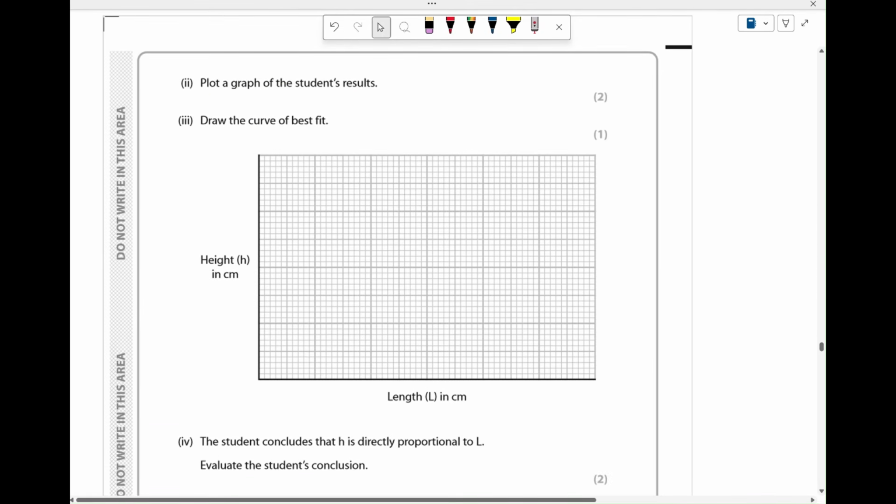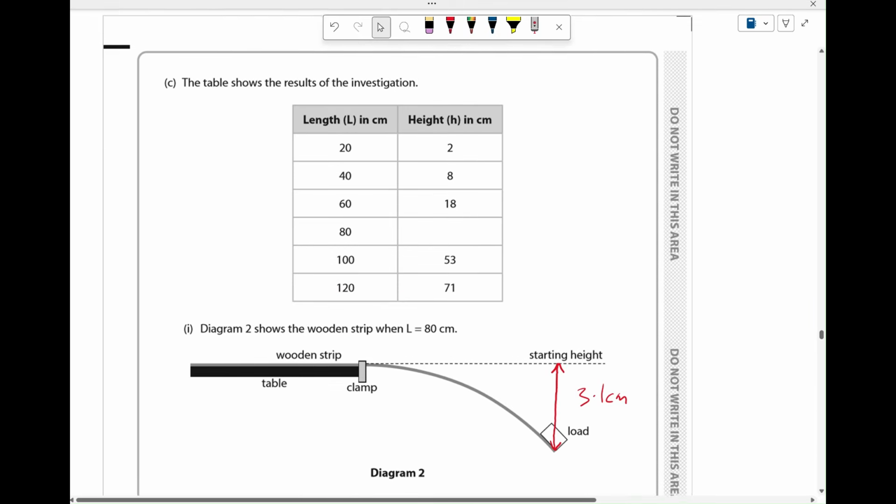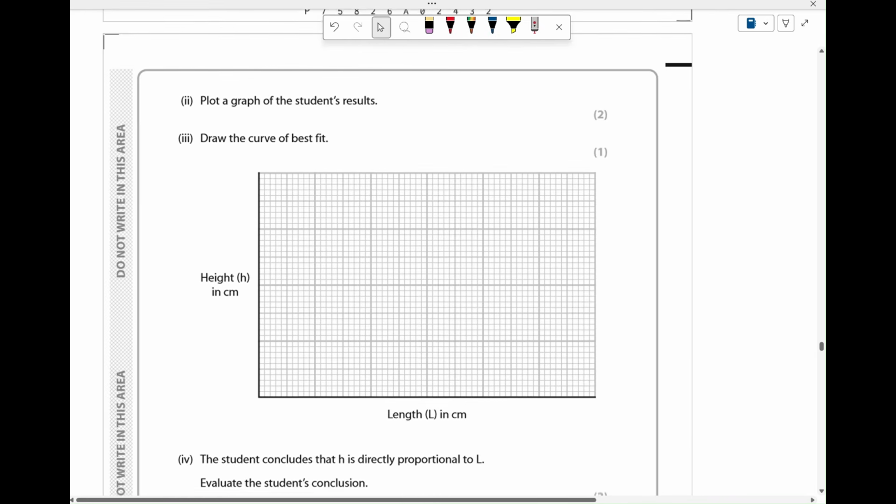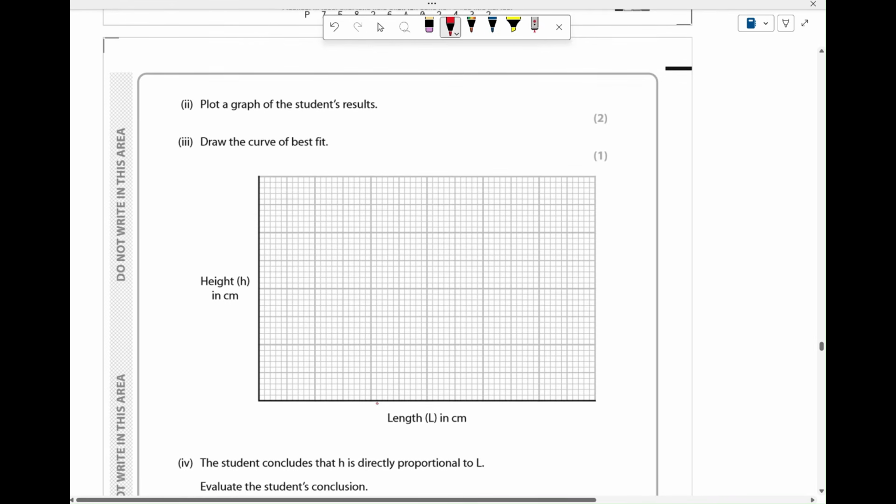Okay, now we've got to plot the results. So let's just see what we've got. Length needs to go up to 120, height needs to go up to about 80. So this is going to be 20, 40, 60, 80. Yeah, so just clock that normally, because they give you a piece of graph paper, there's normally an obvious scale. Okay, and if you're fighting against the scale, you're probably doing things wrong. So again, this needs to go to 80, 20, 40, 60, 80, yeah.